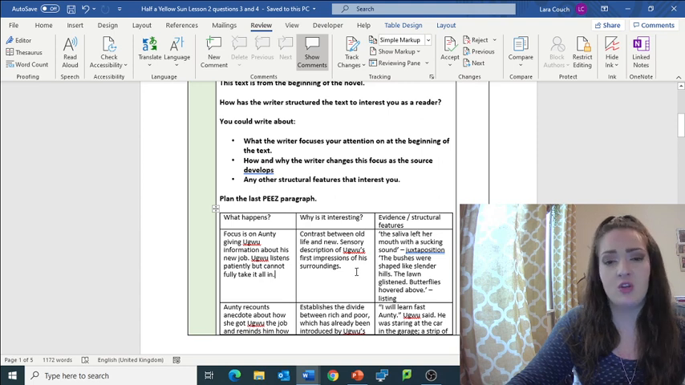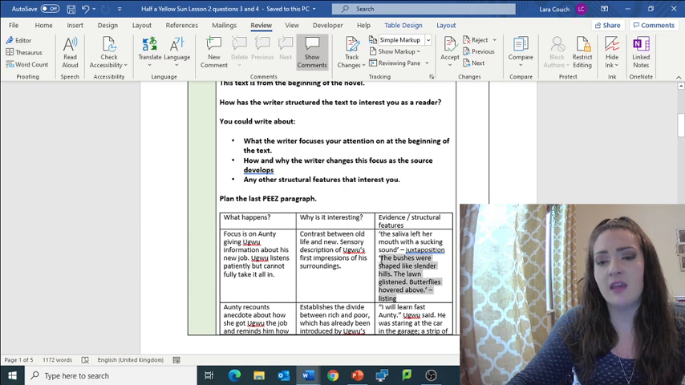There's a contrast between the new and old life. Sensory description showing it's overwhelming. For evidence, you might want to put a slight quote in. 'The saliva left her mouth with a sucking sound' is juxtaposition. 'The bushes were shaped like slender hills, the lawn glistened like butterflies above.' So it's almost like this overwhelming detail of what's happening in the present and then his past, and the two just don't align.